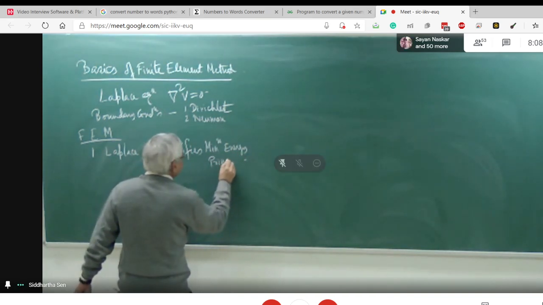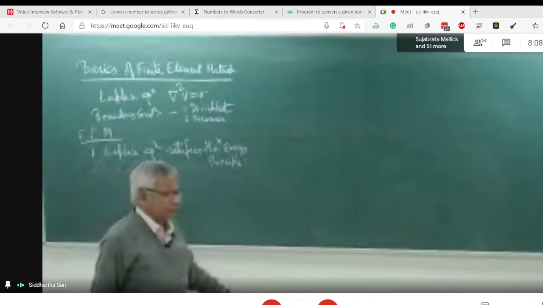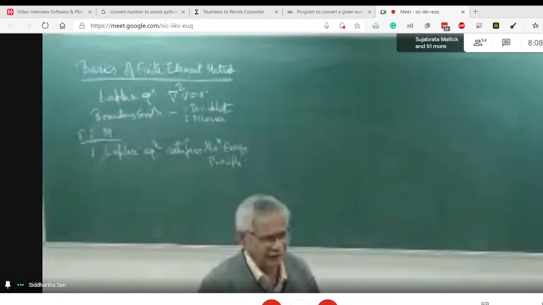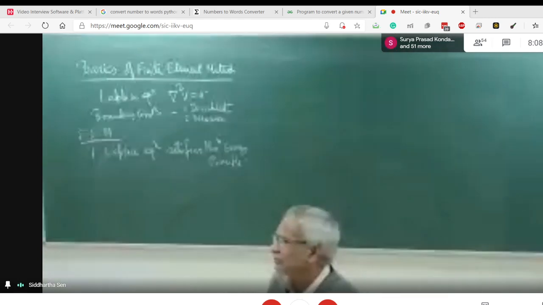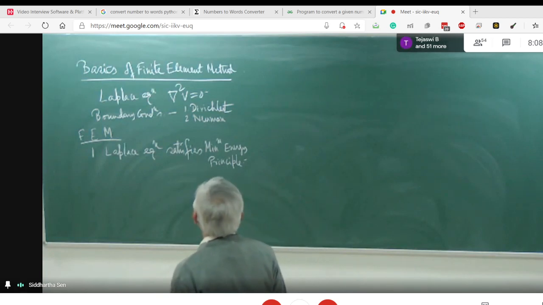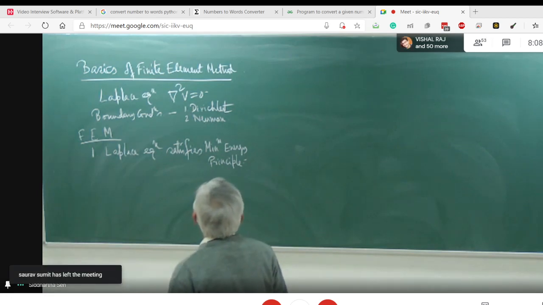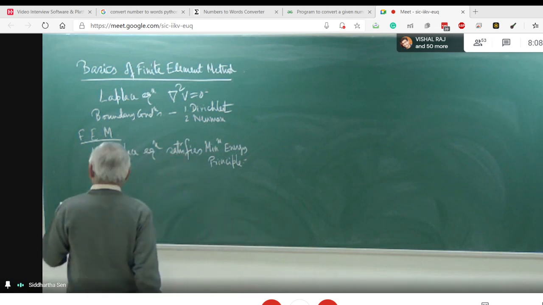energy principle. So we will have to say, of course, we have seen mostly the nature works on the principle of minimum energy. And here also we will have to say, if some solution satisfies the Laplace equation, then that solution will also satisfy the minimum energy principle for the potential. So what does it mean?